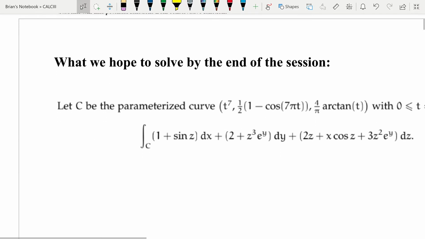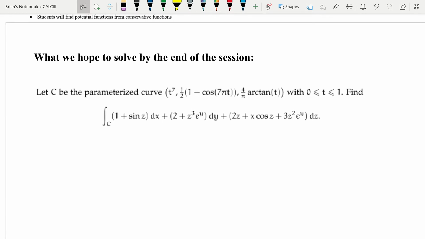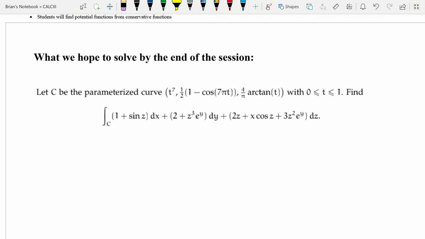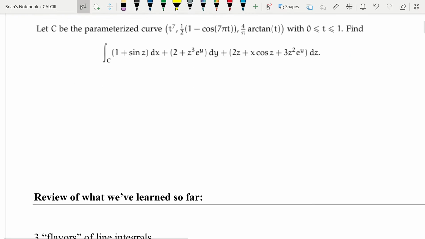Let's talk about that. By the end of the session, I figured I'd show this. We hope to solve this guy. This is from an exam review question, just so you can see what's coming. You guys will hopefully be able to do this one on your own by the end of the session.